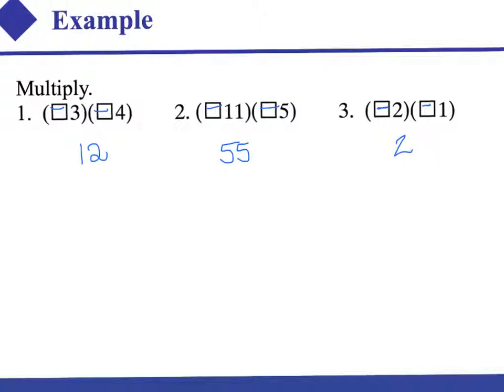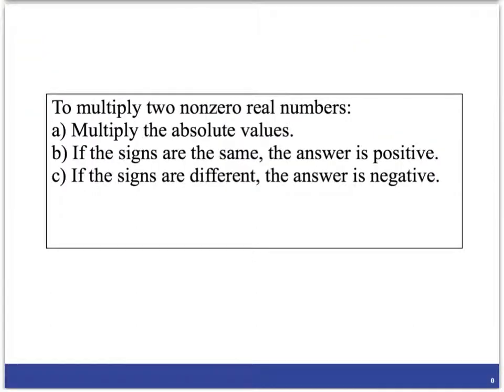Our answer is positive, so our answer is still just 2. Alright, to multiply 2 non-zero real numbers, this is just a summary of what we did. Multiply the absolute values. If the signs are the same, the answer is positive. If the signs are different, then the answer is negative.